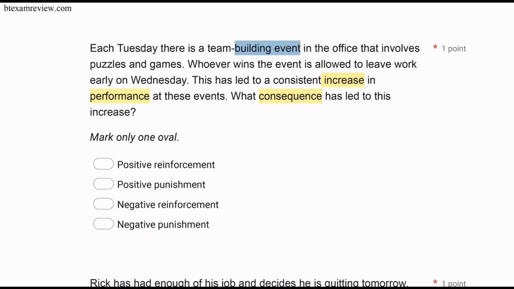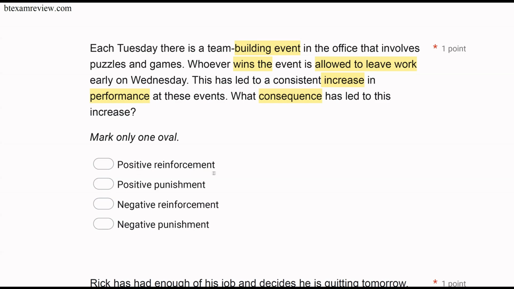Each Tuesday, they've got a team building event. Whoever wins the event, what is the consequence? They get to leave work. So they get to escape or avoid work. So they are effectively escaping a situation. And when we have a consequence that leads to escape or avoidance, leaving essentially, what do we call that? Well, we call that negative reinforcement. We know it's reinforcement. The negative piece is that escape piece, right? So we are negatively reinforcing the team, whoever wins the event, by allowing them to escape work early.